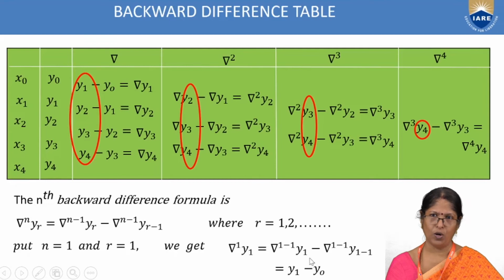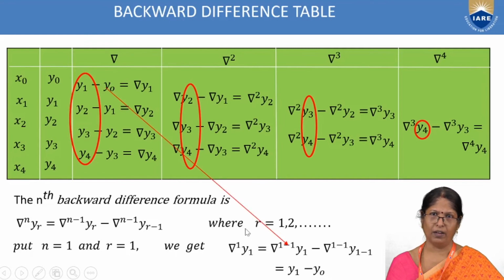Del power 0 y1. Here del power 0 is not written because we know mathematically, according to the exponential law, a power 0 is 1. That is the reason we didn't write the 1 into y1. Next, minus del power here also 0, and by the same law the value is 1. So y 1 minus 1 is nothing but y0.